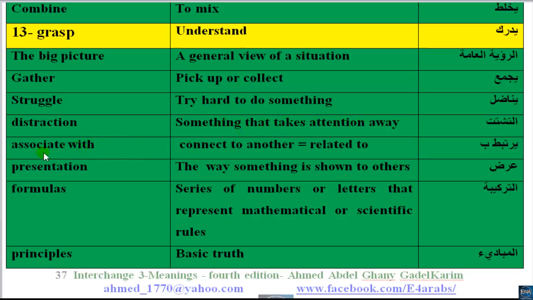Associate with. So here's the preposition with. Associate with, connect to, connect to another thing. Related to. Also in American I can make the T soft D. Related to, associate with, connect to. Presentation, the way something is shown to others.